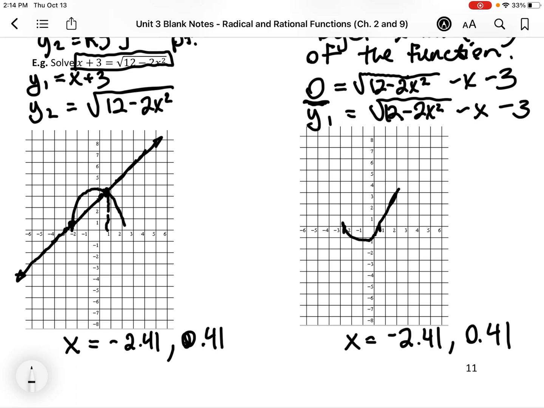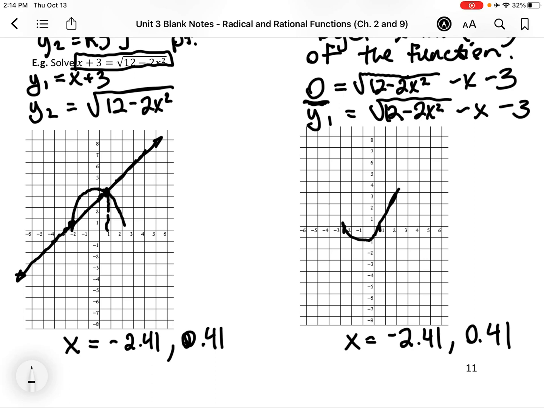Okay, so graphically, not a ton new there. I tend to just use the first method where you graph y1 equals left side and y2 equals the right side, and then look for the points of intersection.